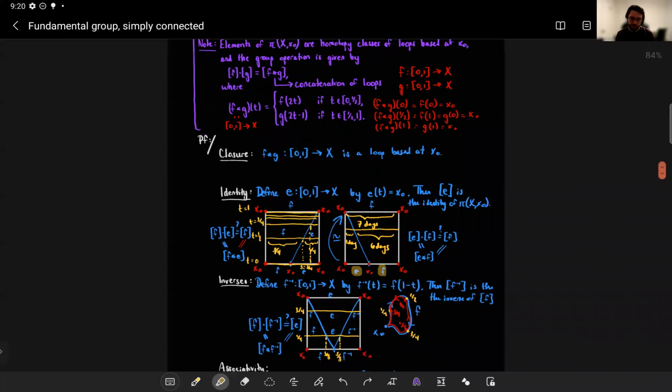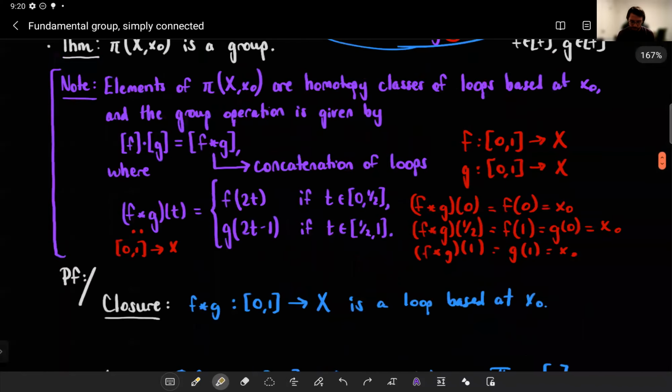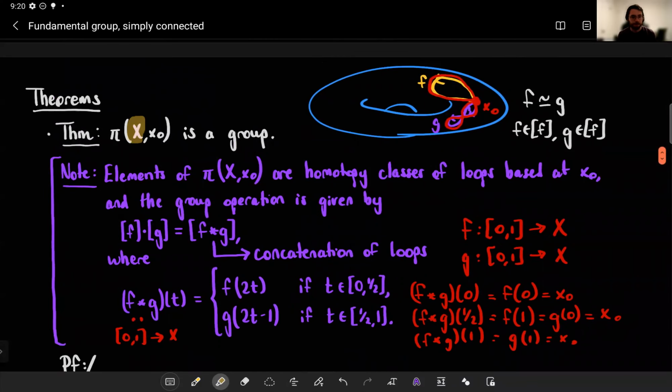So this is indeed a group. And what does that mean for us? Well, it means if you give me a topological space, and even better, if it's path connected, you don't have to tell me a point. The fundamental group will be independent of that base point. So just tell me a topological space. I can tell you a group associated to that space.